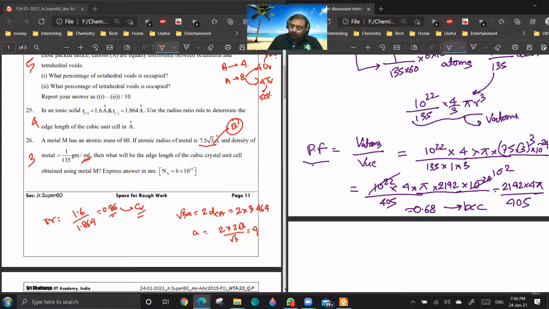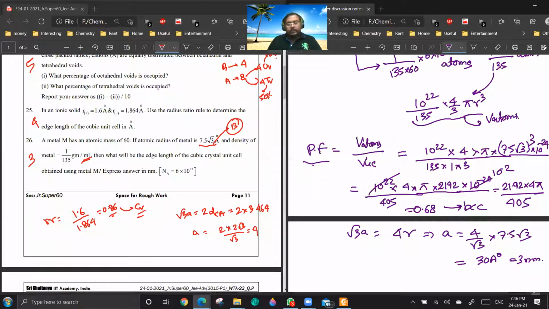Yes, sir. And if that is the case, then root 3 will be equal to 4R. This means A will be 4 by root 3 into R. How much is it? 7.5 root 3, so it is 30 angstroms or 3 nanometers. Is it clear? Yes or no? Yes, sir. Okay, so that is the case here.